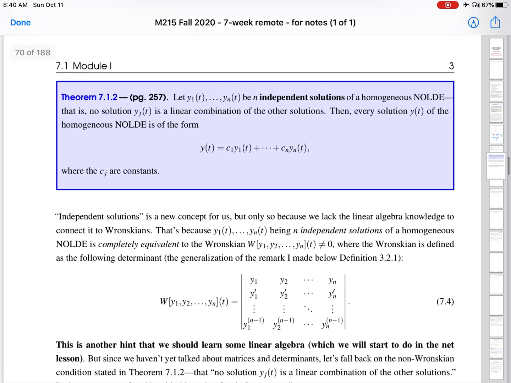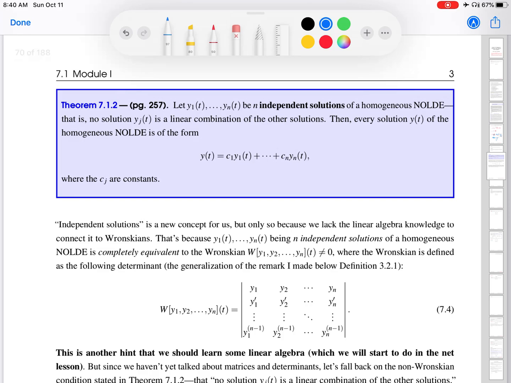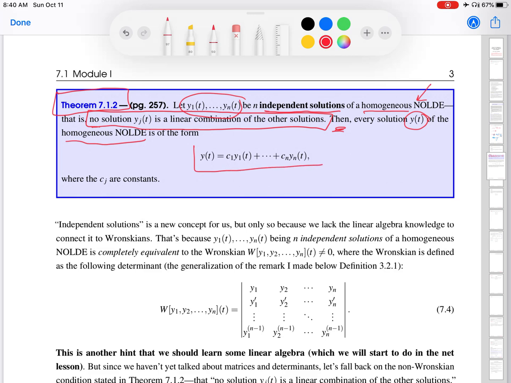There's a lot that happened before this example, but I'm just going to focus here on the main theorem that we are going to be doing this for. This is theorem 7.1.2. The theorem says, let y1 through yn be n independent solutions of a homogeneous nth order linear ODE. And it tells us what independent solution means. So this is the key definition. No solution y sub j is a linear combination of the other solutions. Then every solution y of t of that homogeneous nth order linear ODE is of the form this.